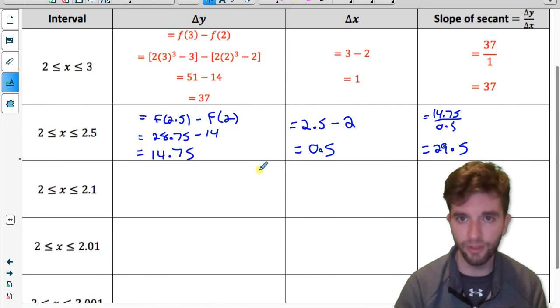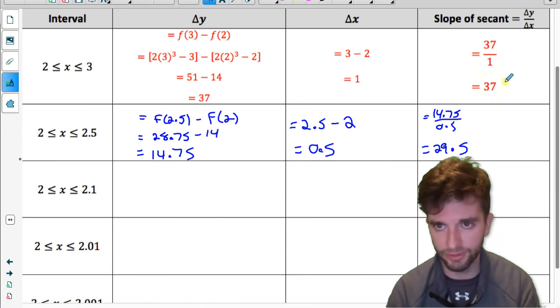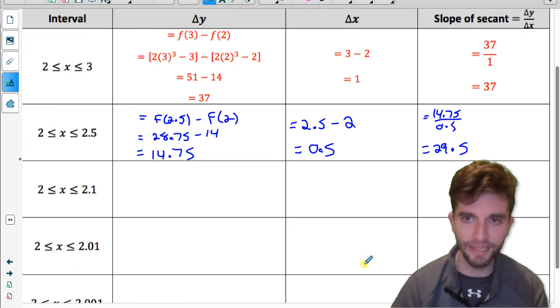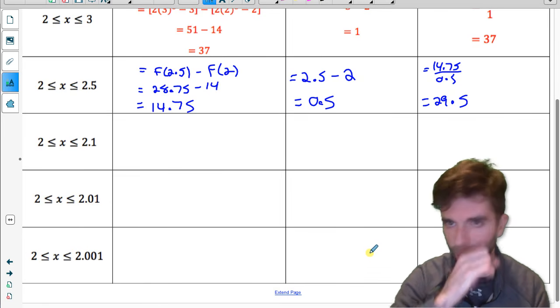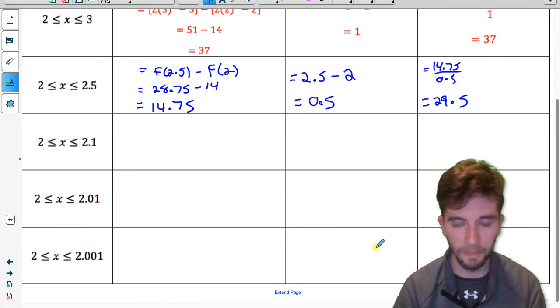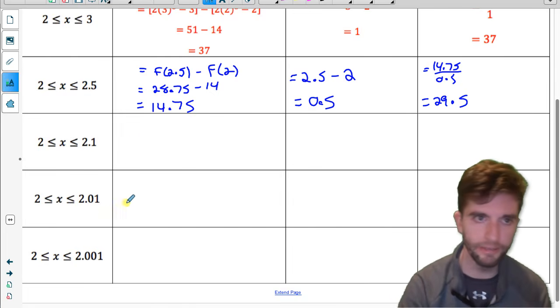Okay, hopefully you see how this works now. So we've gotten two secant slopes. Let's keep making the intervals smaller and smaller and see what those secant slopes are approaching. So just fill it out with me as we go along here.